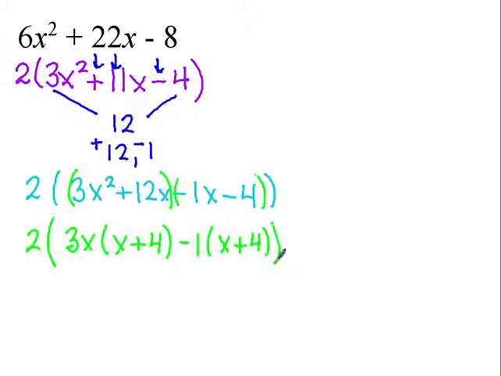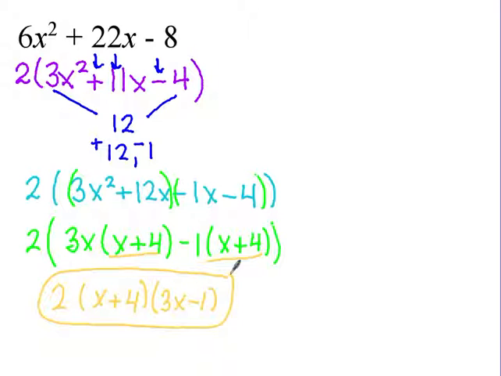Now I'm going to leave that 2 right out front. Once you take that 2 out, you always write it down every step and just leave it there. My first quantity will be what? x plus 4, because that's the quantity in common. My next quantity will be 3x minus 1. Good. And that's what we'll do.